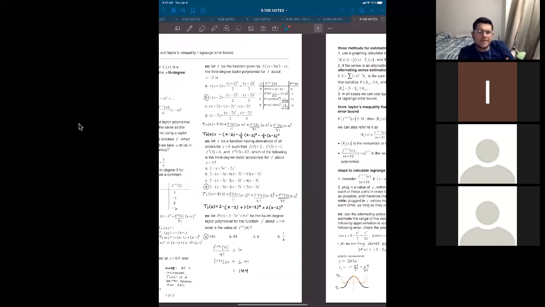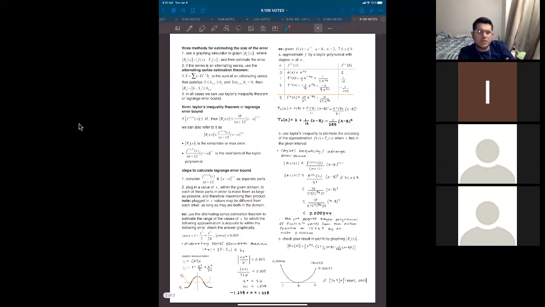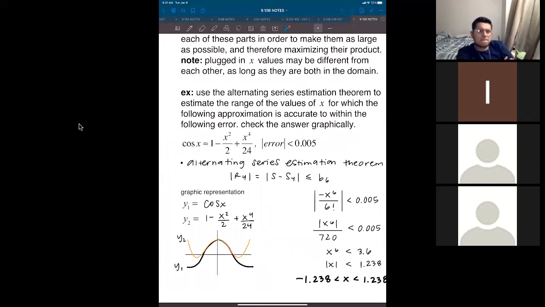And then the back of this is our error. So you have alternating series error, which is the next term.